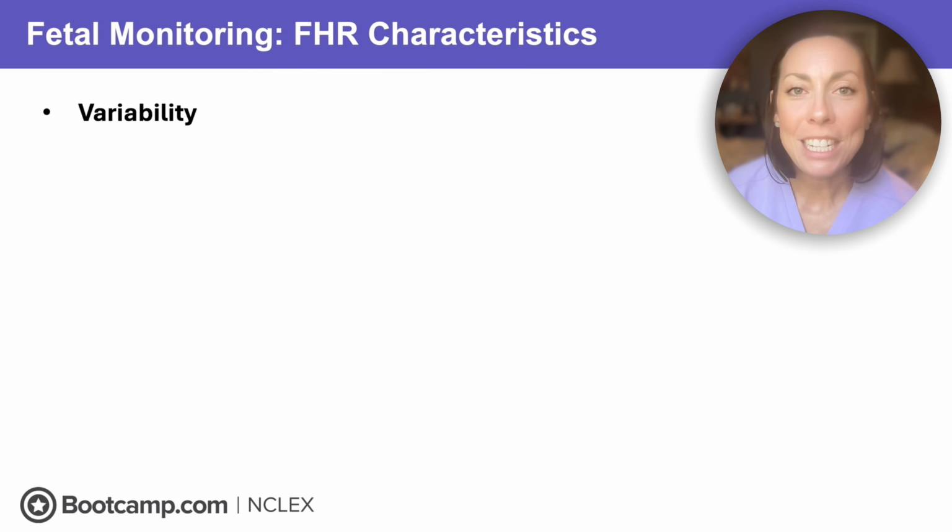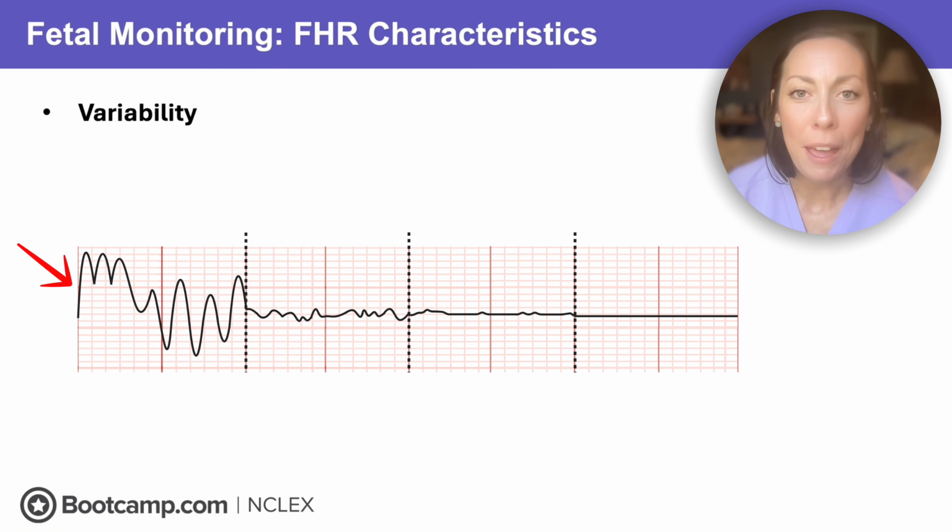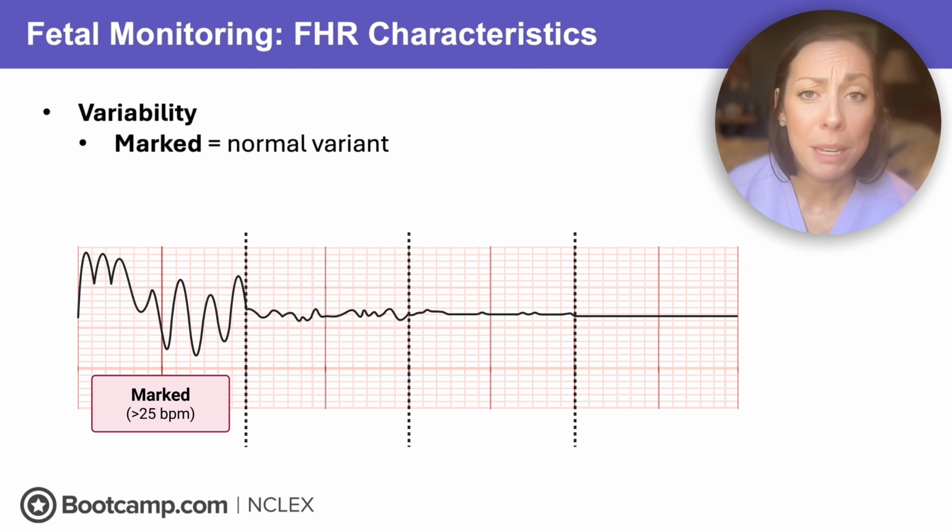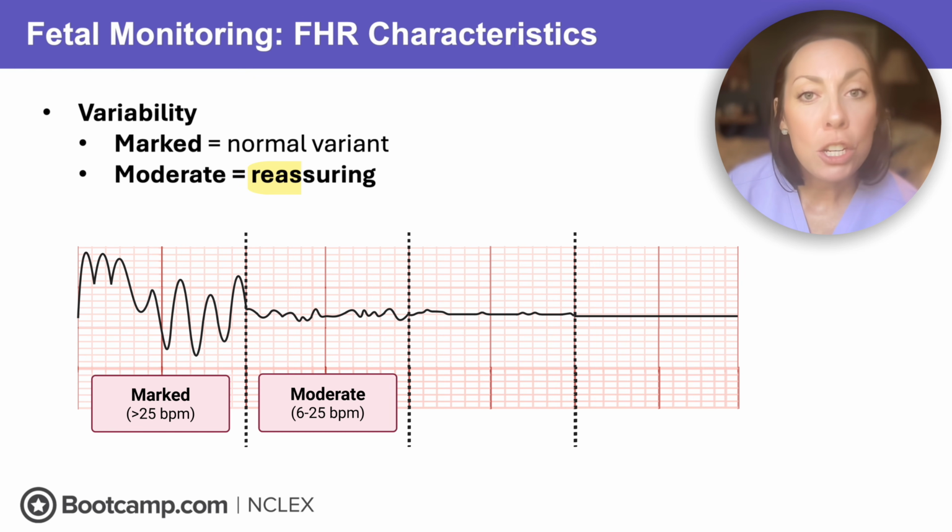And variability is just your baby's heart rate dancing around on that monitor. And when we look at this, we're assessing for fetal well-being. This is like Goldilocks and the 3 bears. We don't want too much or too little. So marked is going to be these big movements, which can be a normal variant. And moderate is going to be reassuring or good. And this means we're just right. Moderate is our favorite variability to see.